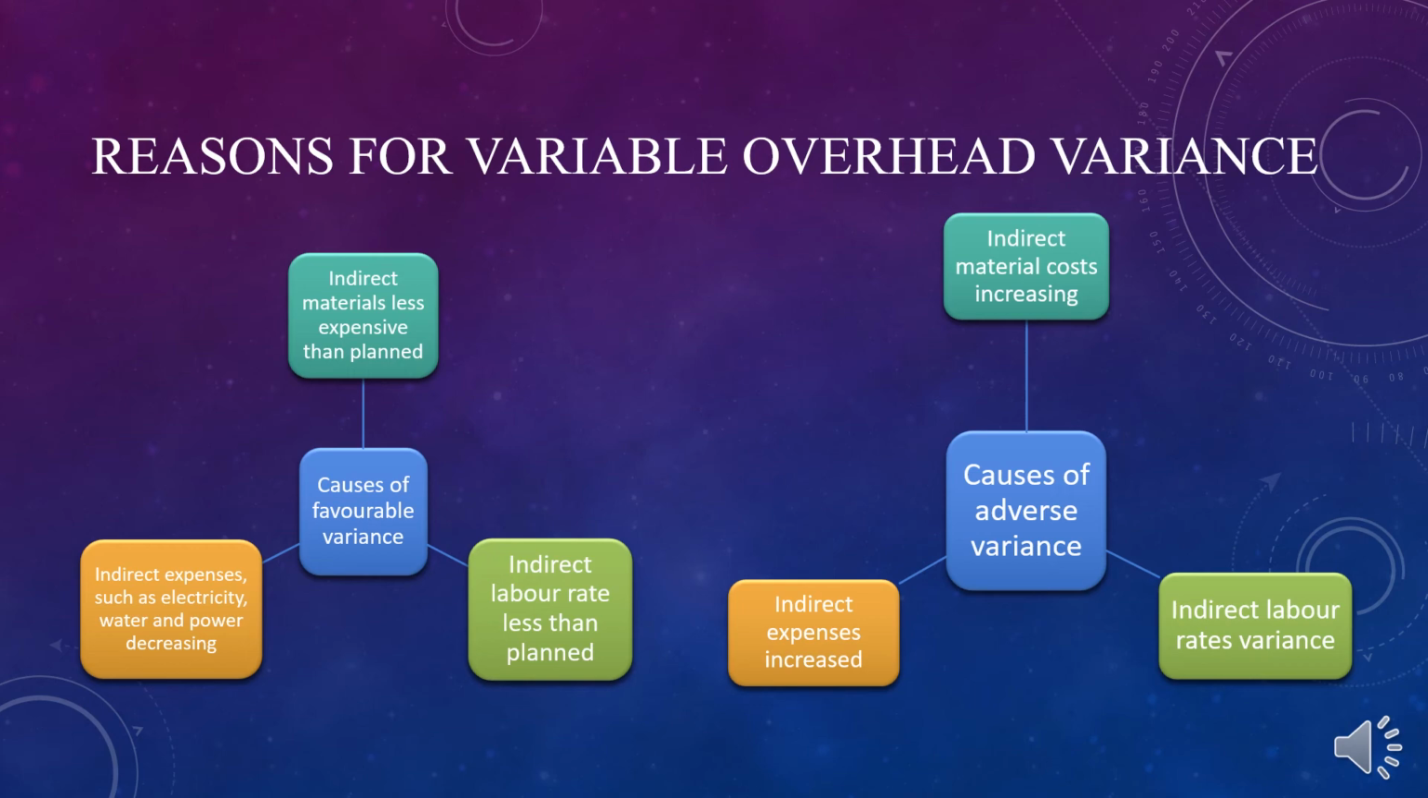The indirect labor cost would be lower than planned. This could be due to a decrease in the national minimum wage rate than expected. Decreasing indirect expenses due to more efficient cost control, for example, optimizing electricity consumption through the installation of energy efficient machinery.